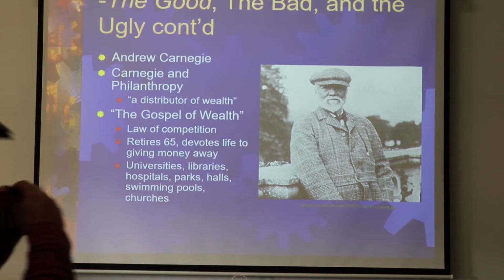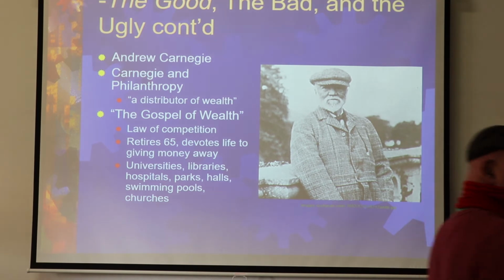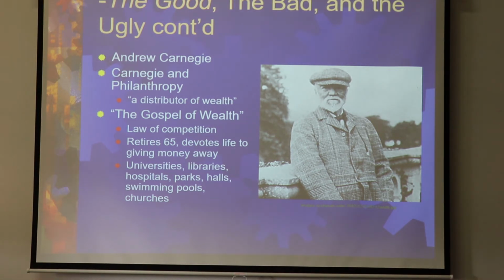Now, he totally believed in his gospel of wealth. He totally believed in competition. He thought it was good because that's the way you got the best products and the best people, is to have them in competition. But he retires at age 65 and he devotes his life to giving his money away. He made a real sweet deal with J. Pierpont Morgan. Might be able to get to that today, I don't know. But basically, he tries to give his money away, but because he invested it so wisely, he's still making it faster than he can give it away.